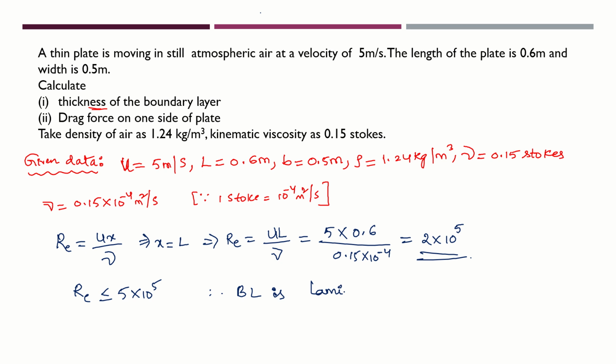Once we understood that the boundary layer is laminar, accordingly we can switch to the formulas for calculating drag force and the thickness of the boundary layer, because the formula is different for a laminar boundary layer and a turbulent boundary layer. So the compulsory first thing is that we have to calculate the value of Reynolds number. In this problem, we understood that Reynolds number is 2 into 10 power 5, so the boundary layer is laminar. Now we will start calculating the thickness of the boundary layer first.